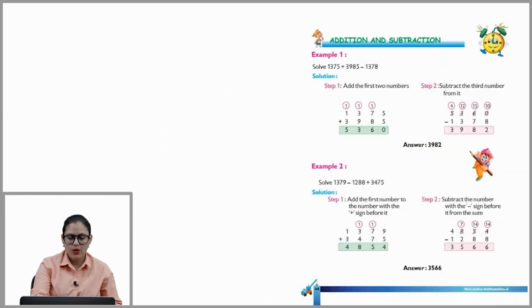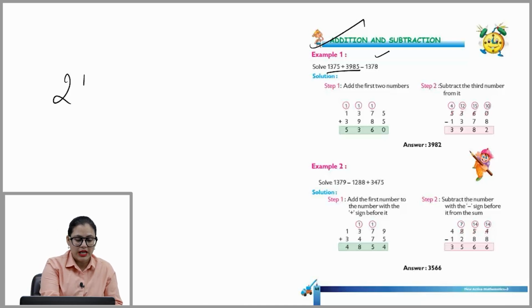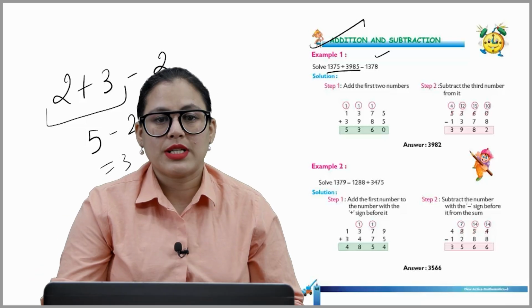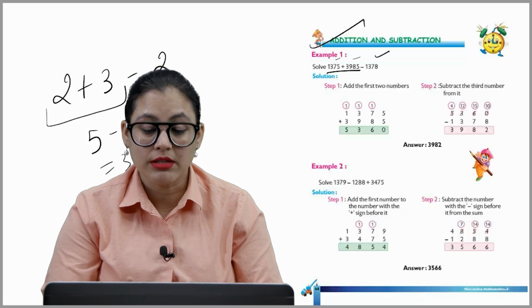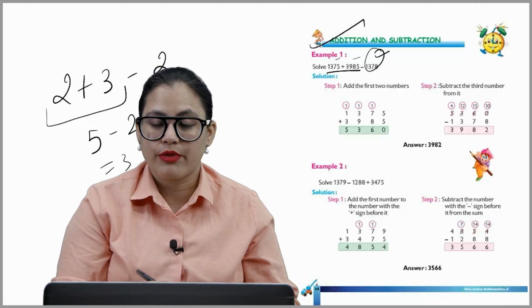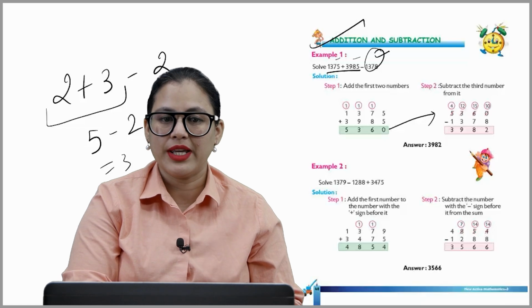Addition and subtraction. Now we'll do addition and subtraction together. Solve this. First we have to add these numbers and then minus this number. Solution. Step 1. Add the first two numbers. For example, 2 plus 3 minus 2. How will we do it? First we will add these two numbers, 5, and then in step 2 we will minus this number from the sum. 5 minus 2 is 3. So step 1, add the first two numbers, and step 2, subtract the third number from it. From it means from this number.